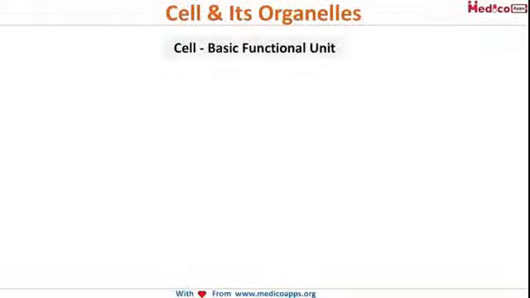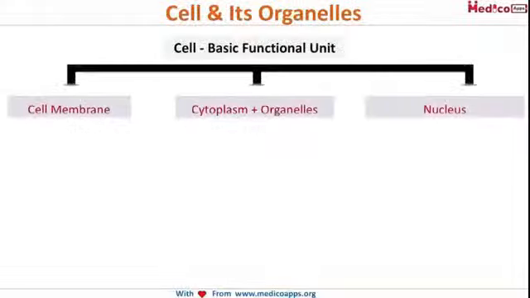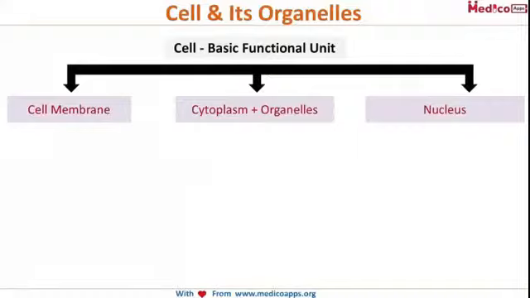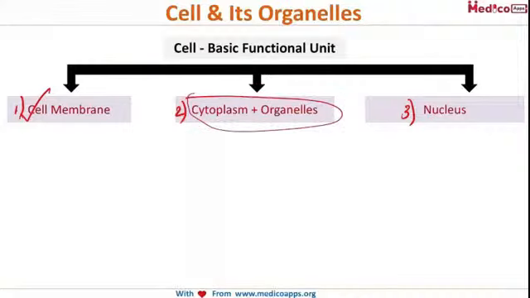We know that the cell is the basic functional unit and it is broadly classified into three parts. Number 1 is your cell membrane, number 2 cytoplasm along with its organelles, and number 3 is our nucleus. So we have finished the discussion of cell membrane in our class of cell membrane. Today we will learn something about the second part, that is cytoplasm and its organelles.